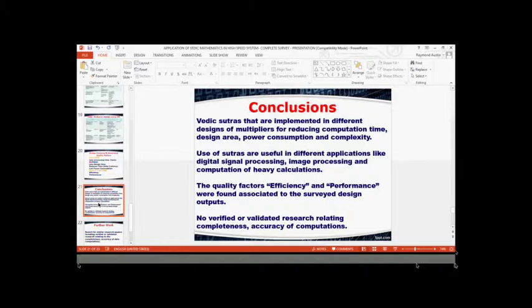So our conclusions were that the Vedic sutras implemented in these designs for multiplication were basically for reducing the computation time, design area, power consumption, and complexity. They were found useful in different applications like image processing and computation of heavy calculations. The factors that were associated were efficiency and performance. There was nothing found regarding the accuracy or completeness of the data.